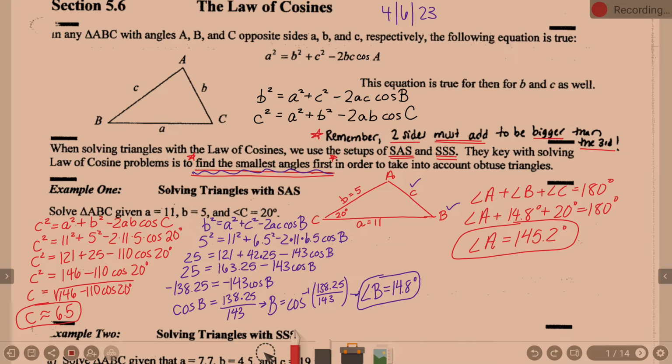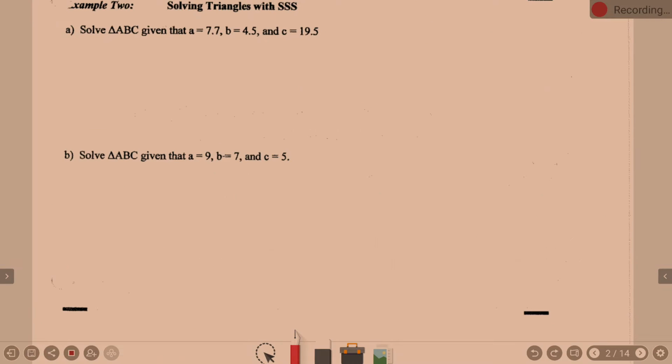Okay. Let's try the next one. Example 2 takes us to solving a couple of angles that are side, side, side. Okay? So, as we look at this one, we're going to be asked to solve triangle ABC, given that A is 7.7, B is 4.5, and C is 19.5. Find angle B first. Why would you suggest finding angle B first? Smallest side, smallest angle. Okay, smallest side, find the smallest angle first.